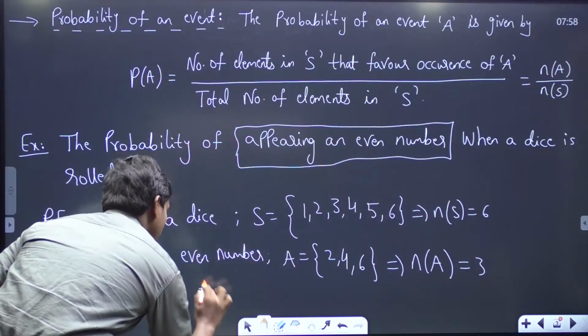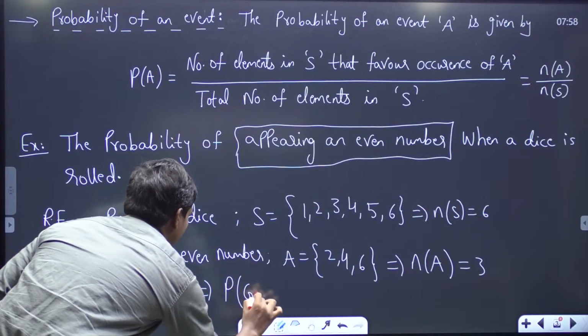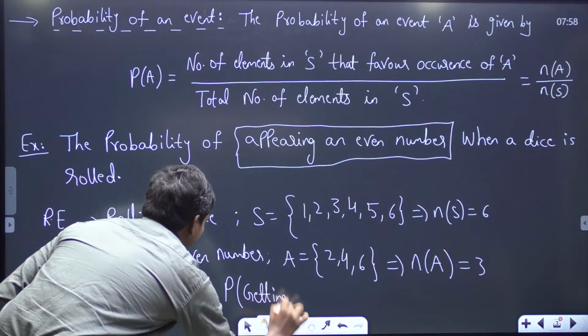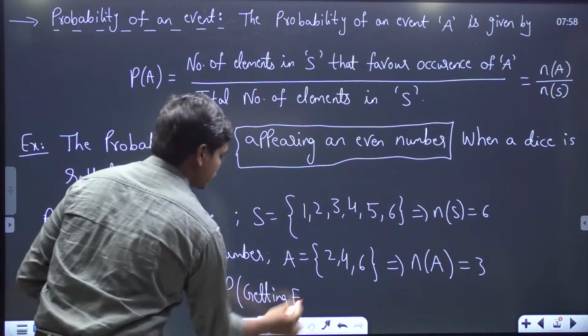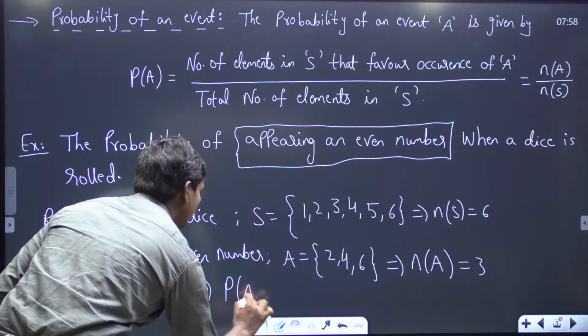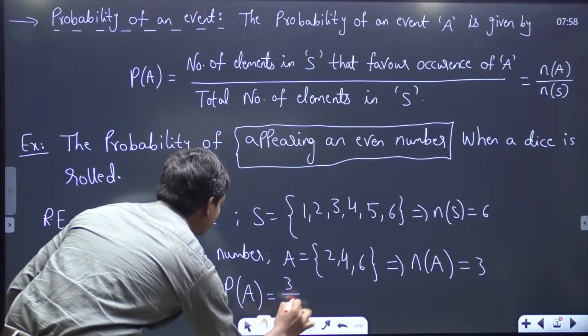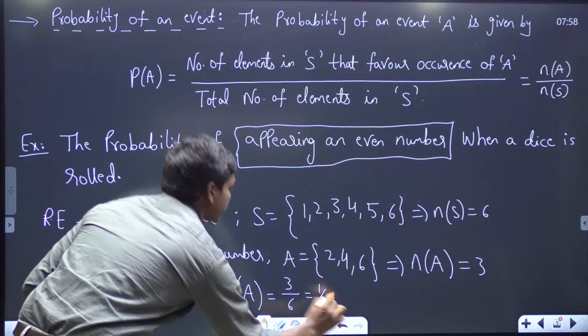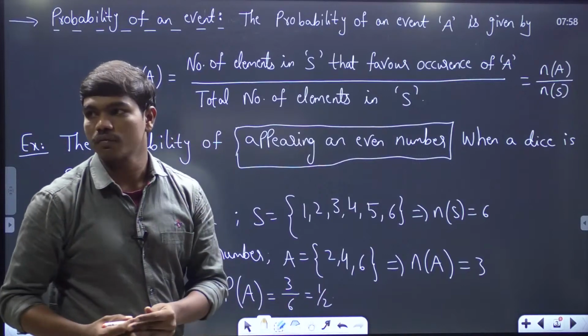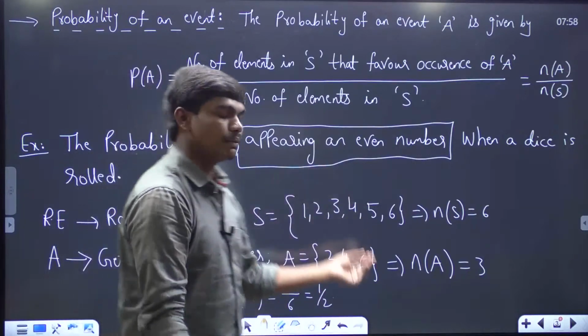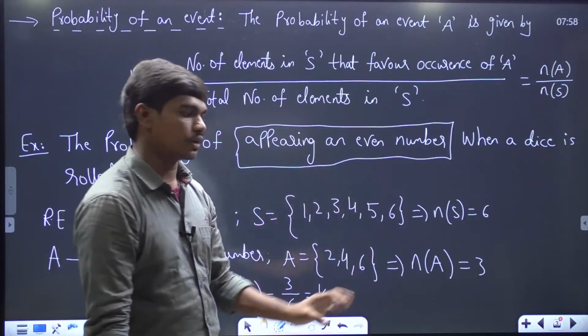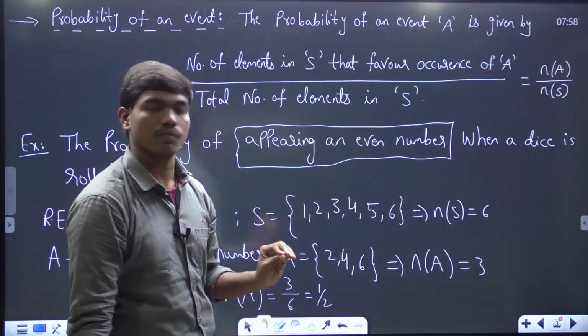So this implies the probability of getting an even number. Since I have denoted this with A, we can write straight away probability of A is equal to 3 by 6, which is 1 by 2. Okay, so this is the basic definition of probability when you have a random experiment associated with certain outcomes. So did you all understand the basic definition of probability?